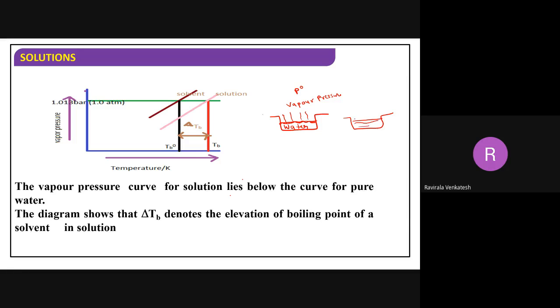But when you add some solute to this, some of the surface is occupied by the solute, so we are going to get less vapor. We are going to get less vapor pressure here. Here is before addition of solute, and here it is after addition of solute. Now vapor pressure is decreased or not?